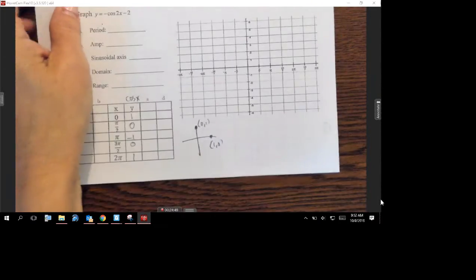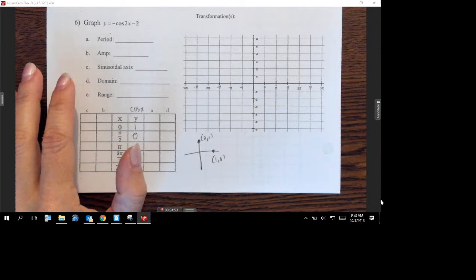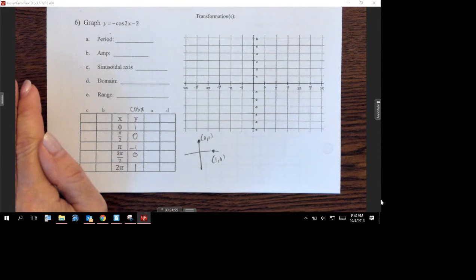If they're not working, open them up and then try again. Unless somebody messed it up.